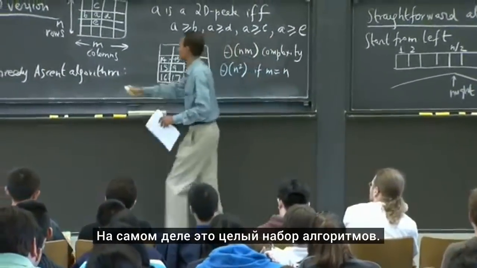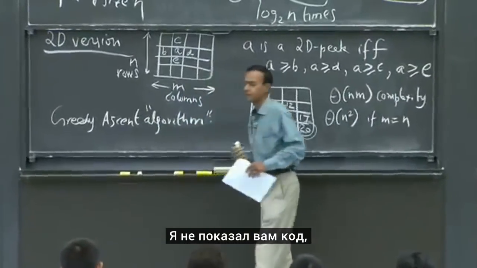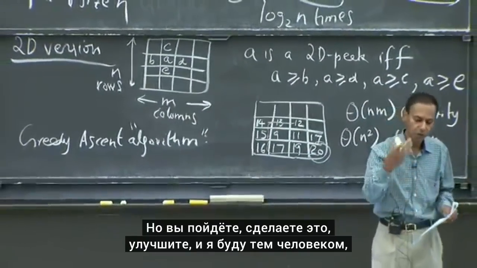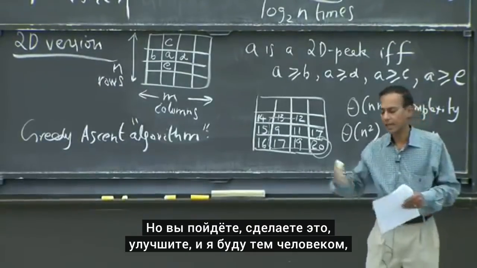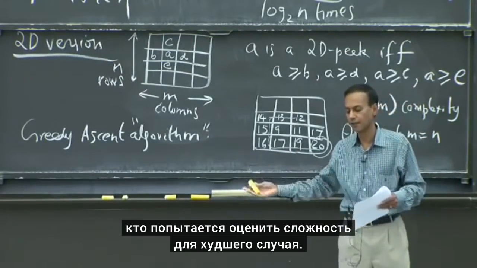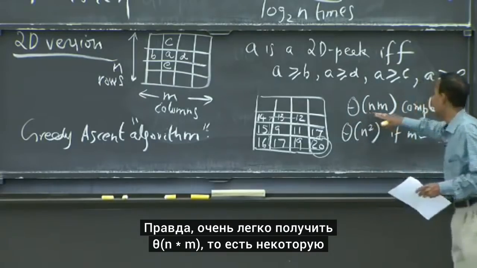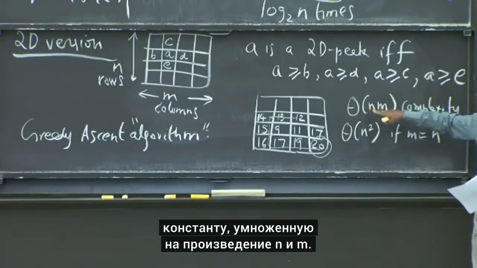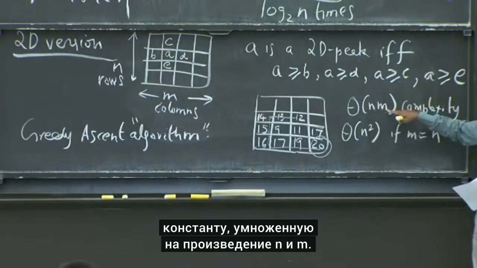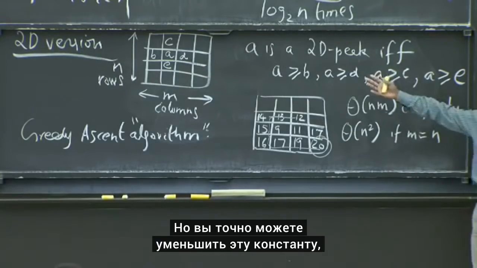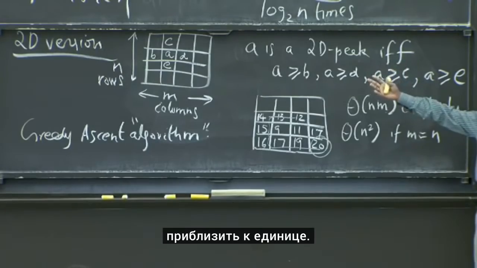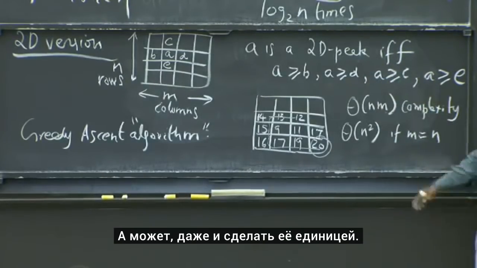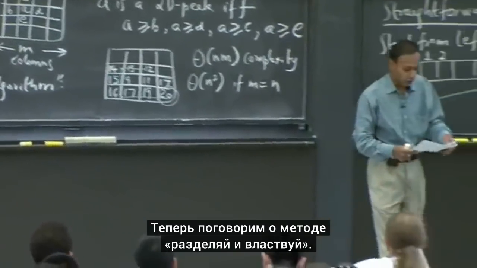Right? This is really a set of algorithms because I haven't given you the code. I haven't told you where it starts and which direction it goes. But you go do that, fix it, and I would be the person who tries to find the worst case complexity. Certainly, it's very easy to get to theta nm in terms of having some constant multiplying n times m, but you can definitely get to that constant being very close to 1, okay? If not 1. All right. So let's talk about divide and conquer.